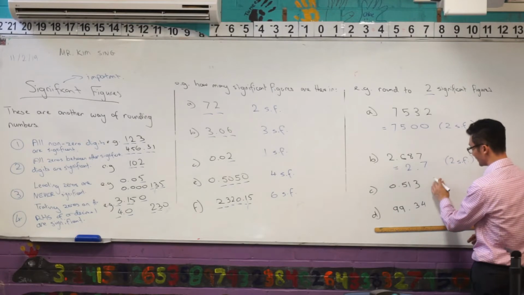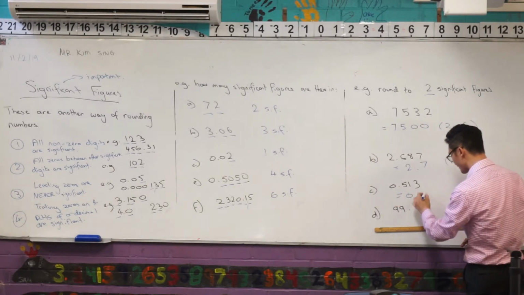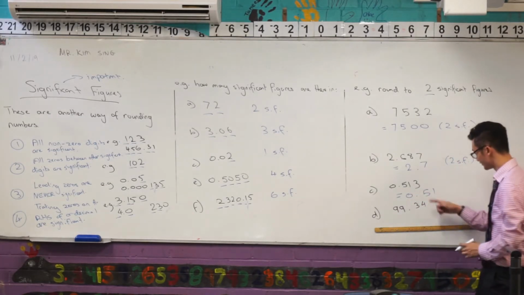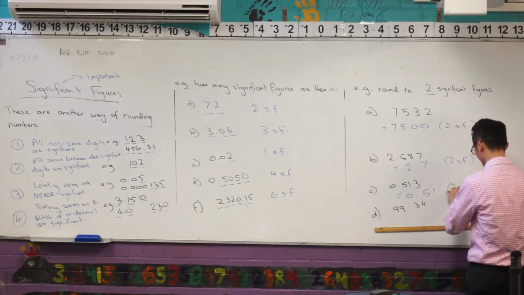All right, next one. C, remember these leading zeros are never significant, so I can write those out fine. Then I'm going to write out 5, 1. That gives me my 2 significant figures, 5 and 1 there. That 0, because it's leading, it's not significant, right?